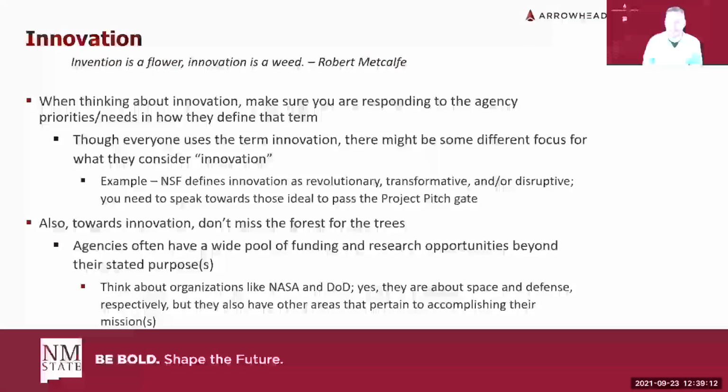But when you think innovation, don't miss the forest for the trees. And what I mean by that is, just because you think you know what that agency's focus is, just because you think you know what that agency is going to drive towards, just because you think that it's innovative for a certain reason, doesn't mean that there's not some way you got there that is innovative itself.